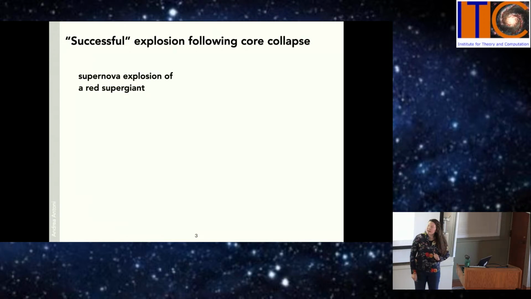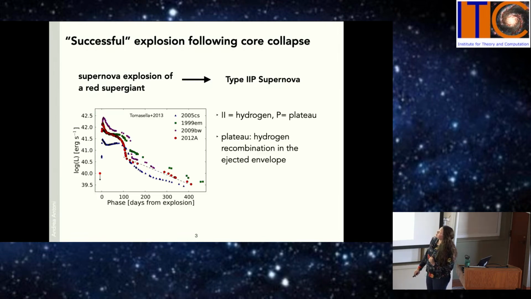If you have a successful supernova explosion of a red supergiant progenitor, then what we observe is a type 2P supernova. The type 2 just means that we see hydrogen in the spectra, and the P is for this characteristic, roughly 100-day plateau that we see in the light curves of these events. A concept that's important for us at the end of this talk is the idea that this plateau is happening because you have all of this hydrogen ejected. It starts out completely ionized, but as it expands and cools, the hydrogen recombines. So you're losing your electrons, which are your source of opacity.